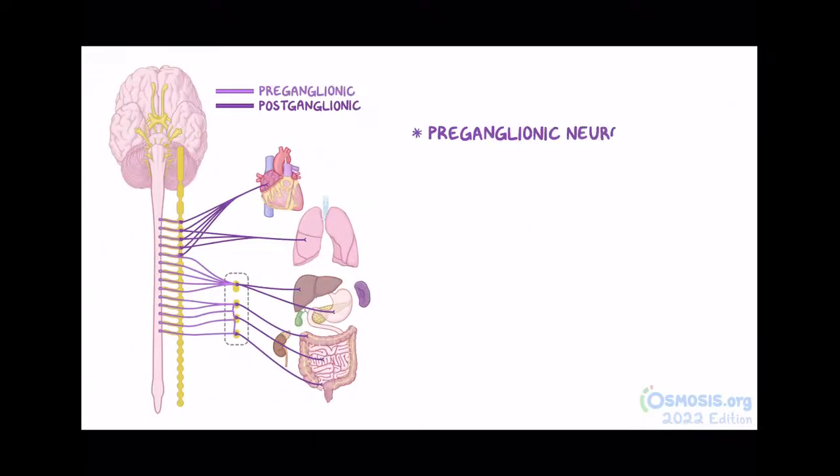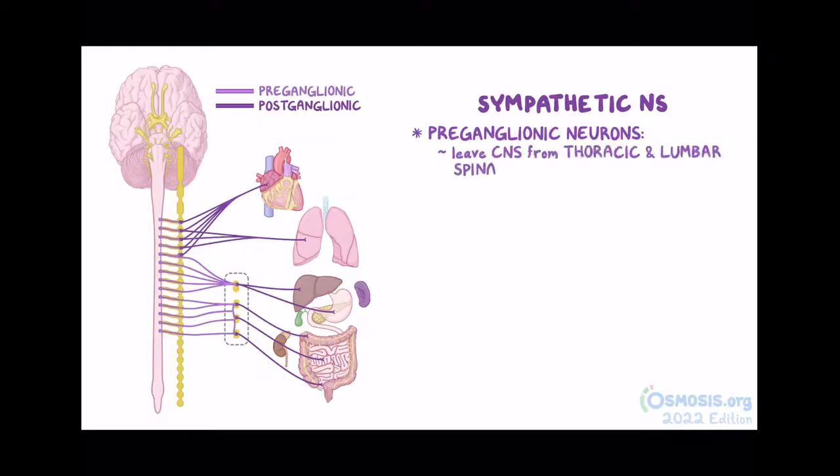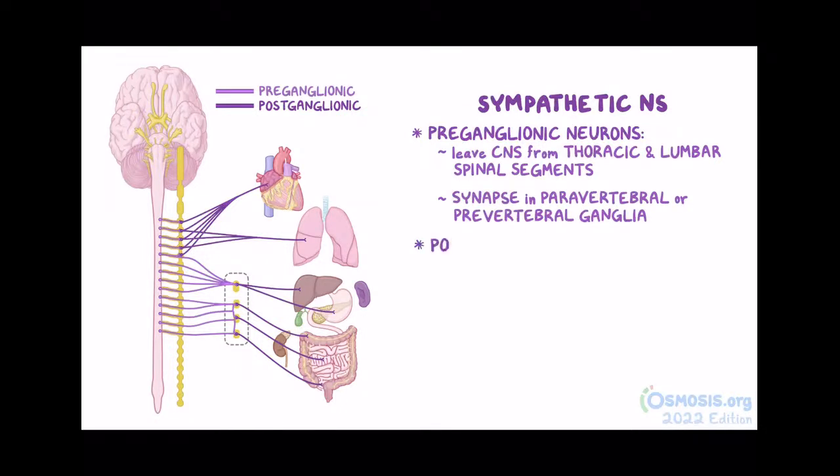The preganglionic neurons of the sympathetic nervous system leave the CNS from the thoracic and lumbar spinal segments and synapse relatively close to the spine in paravertebral or prevertebral ganglia, meaning that their postganglionic neurons are quite long, running until they reach their target organs.